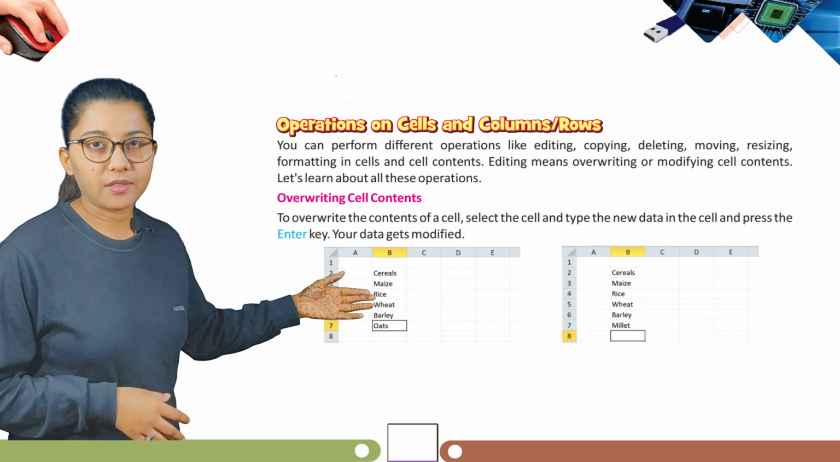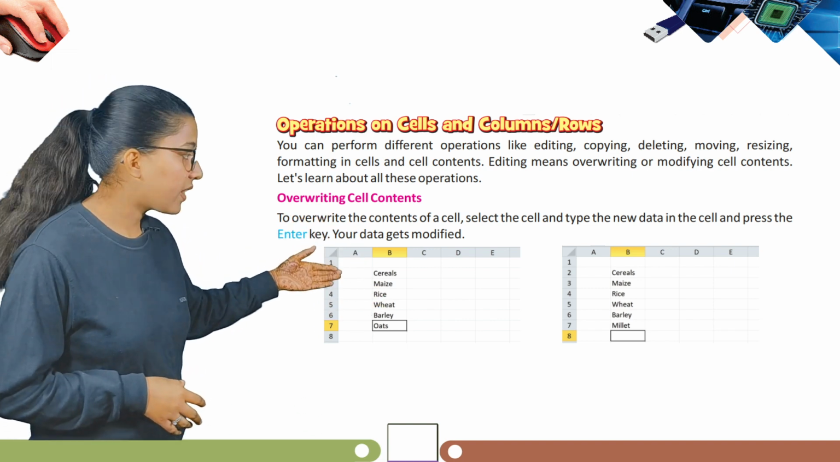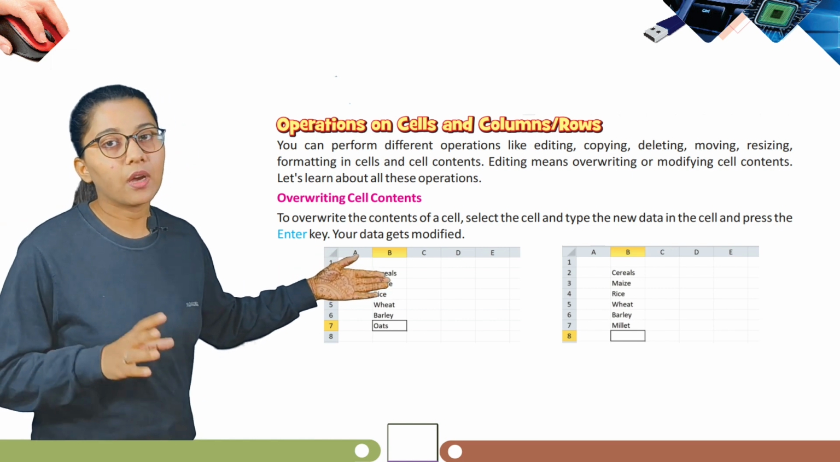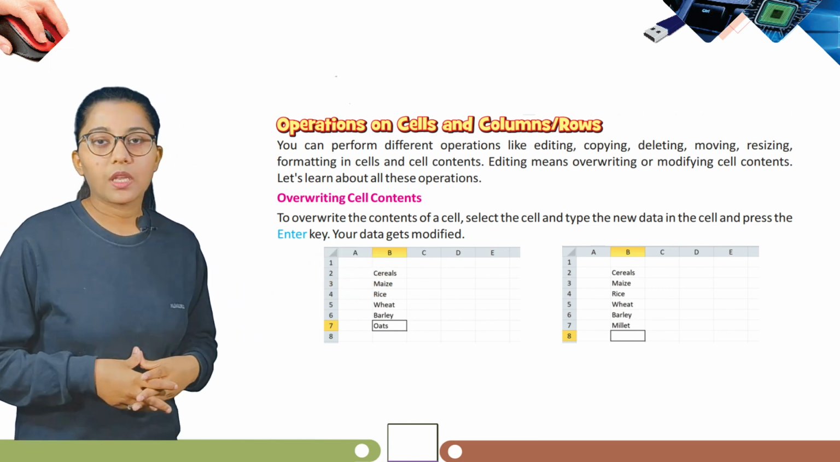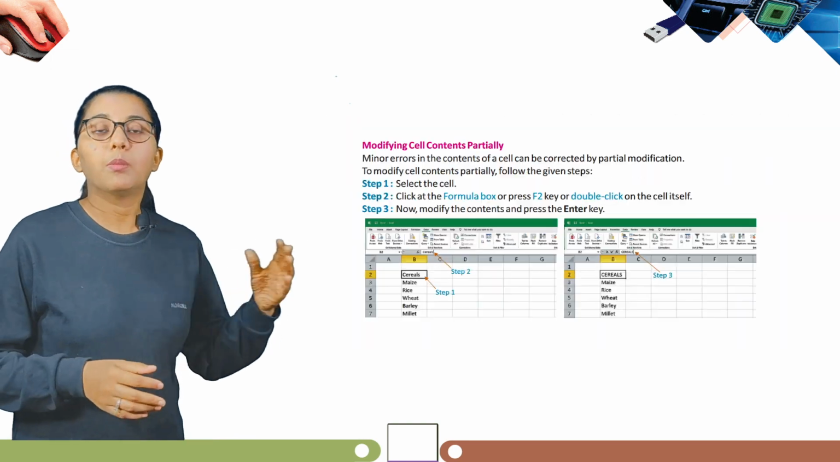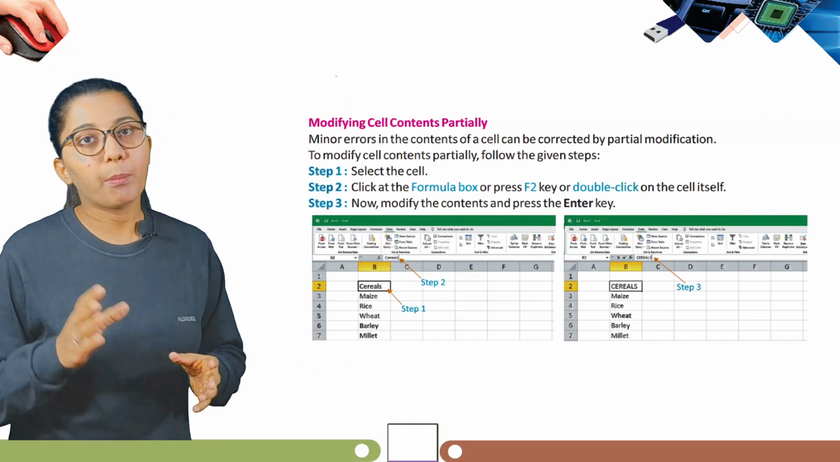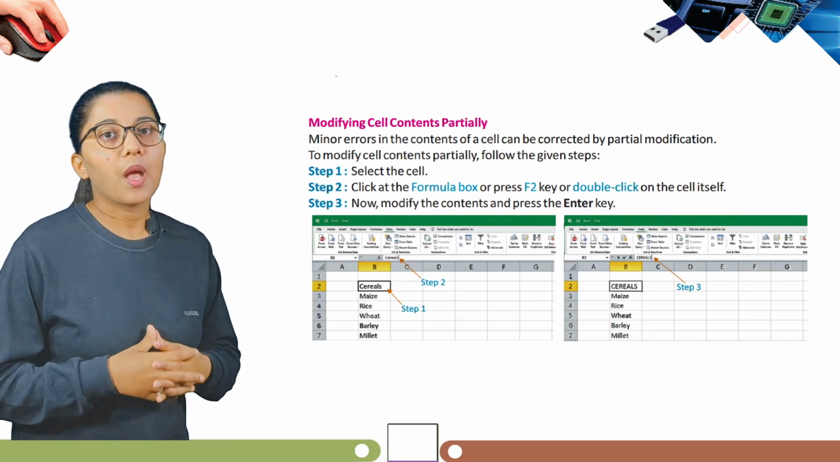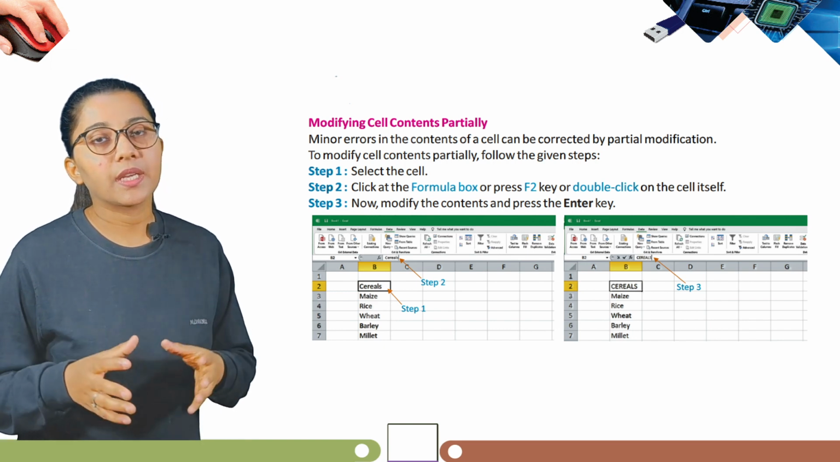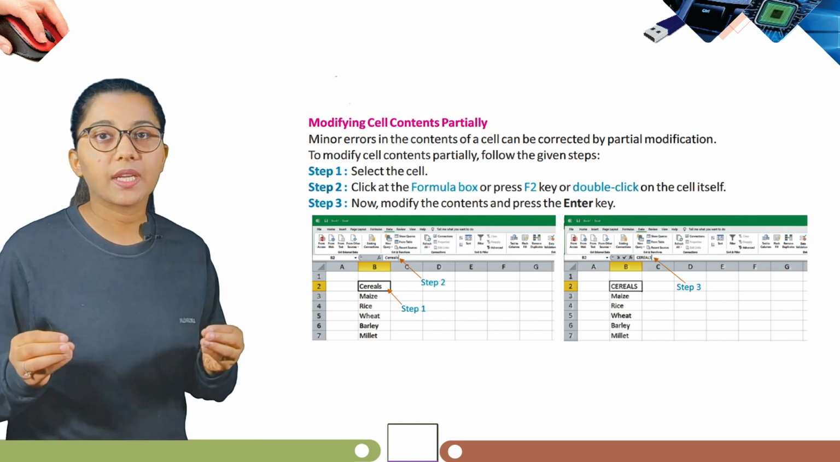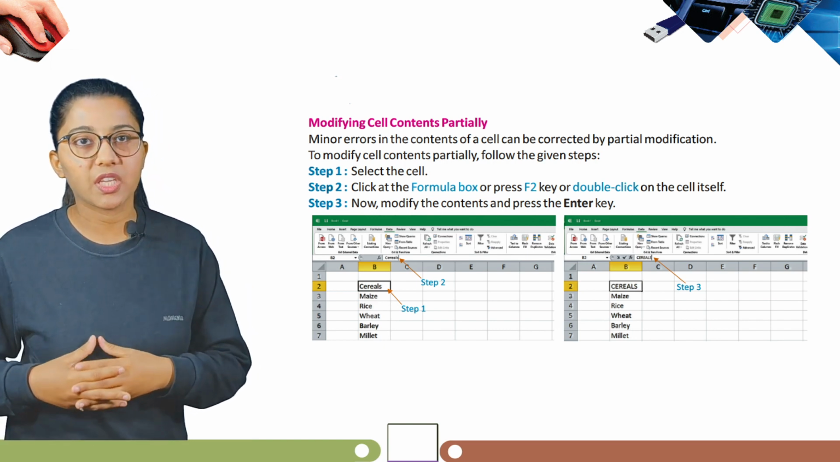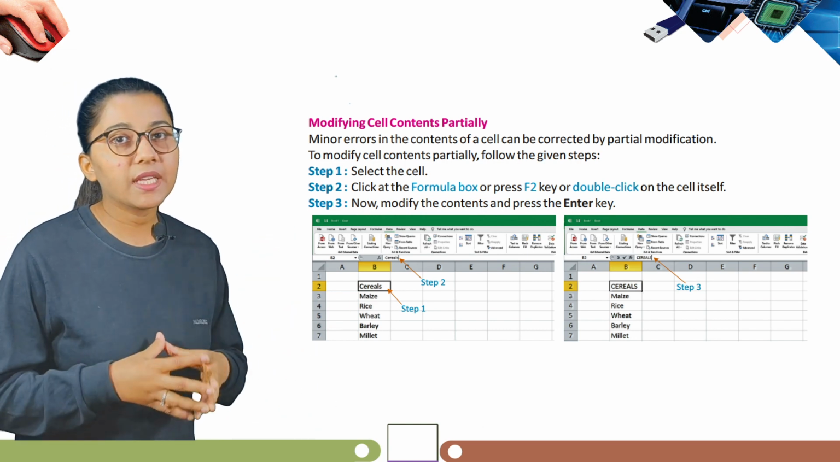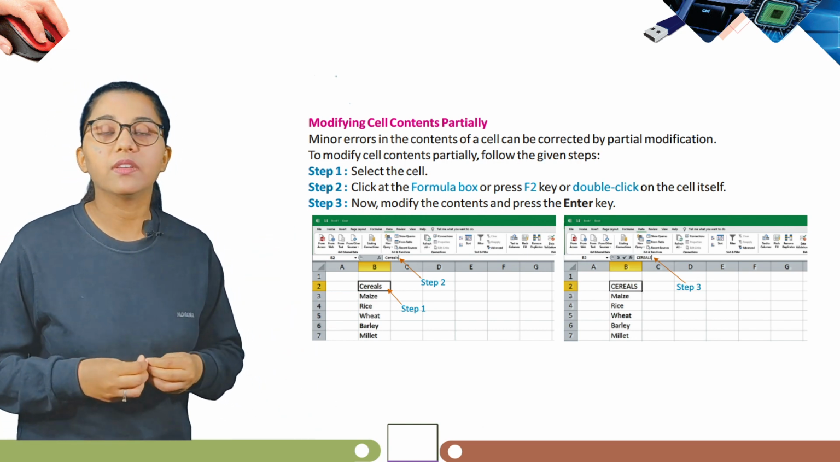Now you can see here the interface of modifying or overwriting data in MS Excel. Now students, let's learn about modifying cell content partially. A minor error in the contents of a cell can be corrected by partial modification. To modify cell content partially, follow the given steps.